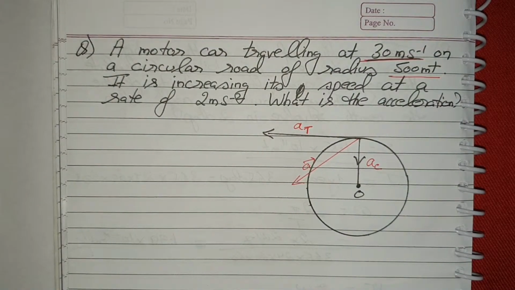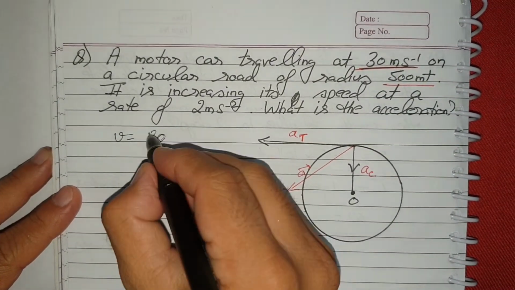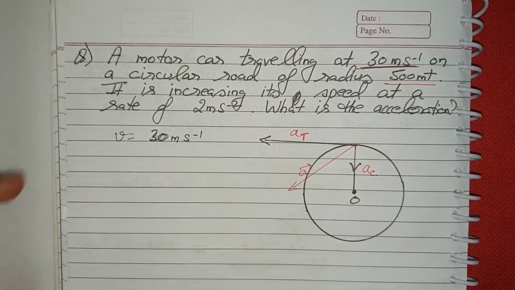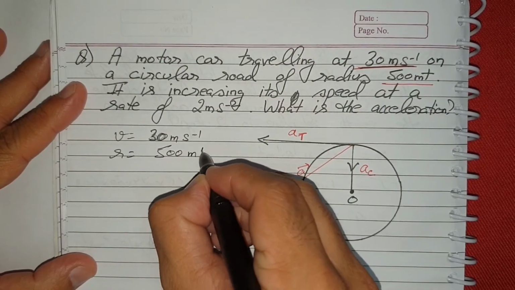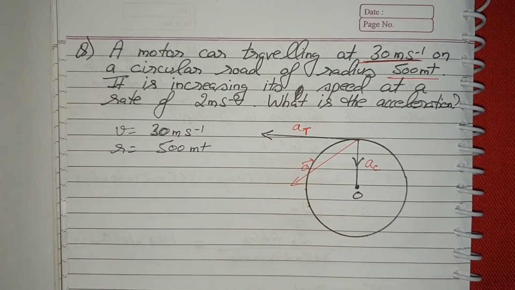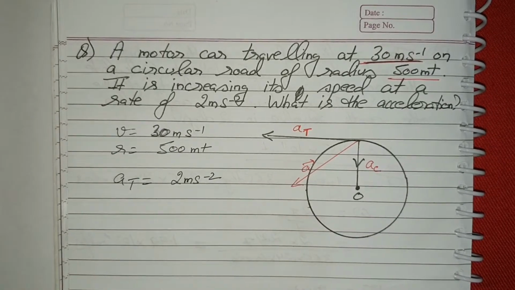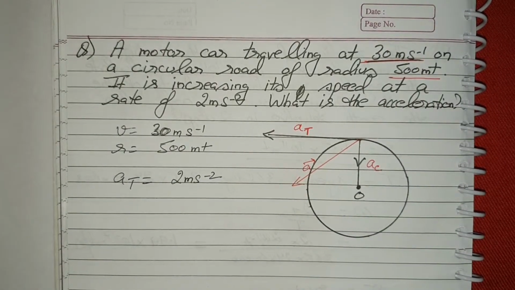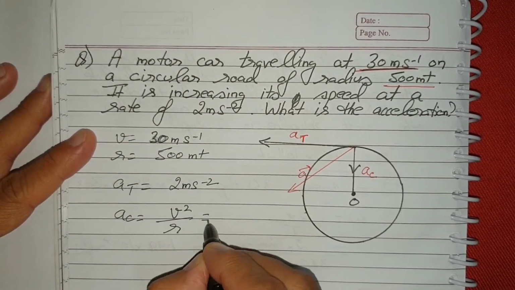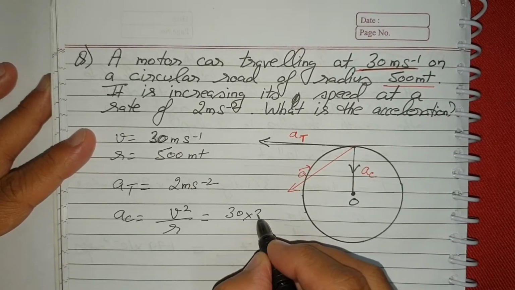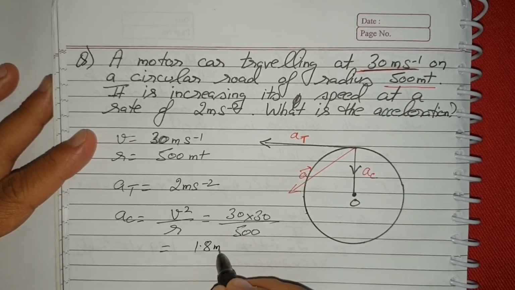Now here, what is the speed? Speed is 30 meter per second, and the radius that is given is 500 meter. We know that AT is given, which is 2 meter per second square. Now what is the centripetal acceleration? Centripetal acceleration AC, we have discussed, is given by v square by R. So substituting the values, v square is 30 × 30, upon R which is 500. Now you can solve this, which will give you 1.8 meter per second square.